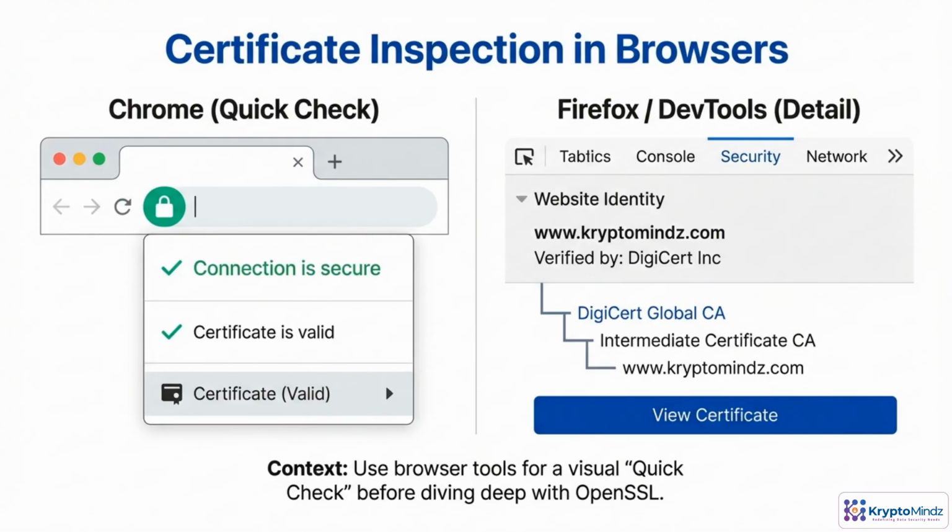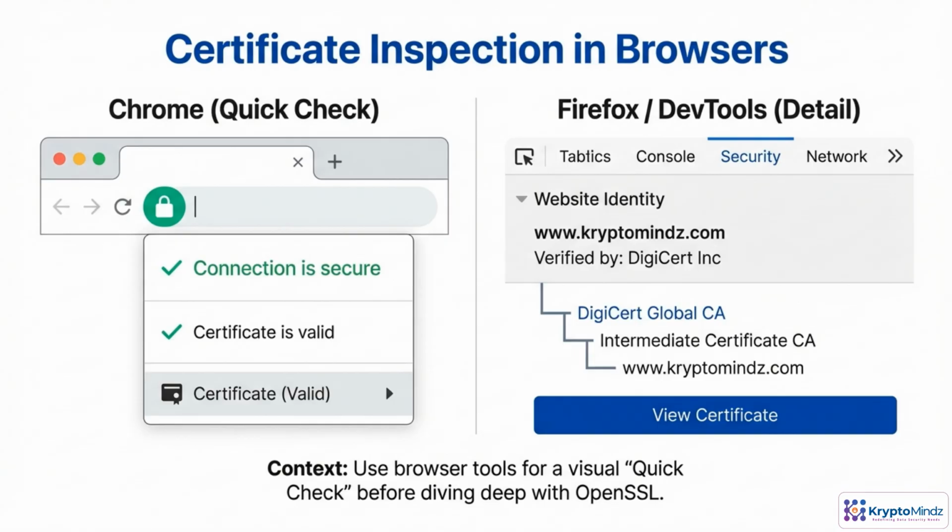When you're looking at certificates in a browser, treat it as a fast health check before you reach for heavy tools like OpenSSL. The browser is already doing chain validation, hostname checks, and expiry checks for you. That simple lock icon and connection is secure message means the certificate chains to a trusted CA. It's within its validity period. It matches the site name, and the handshake completed without obvious issues.